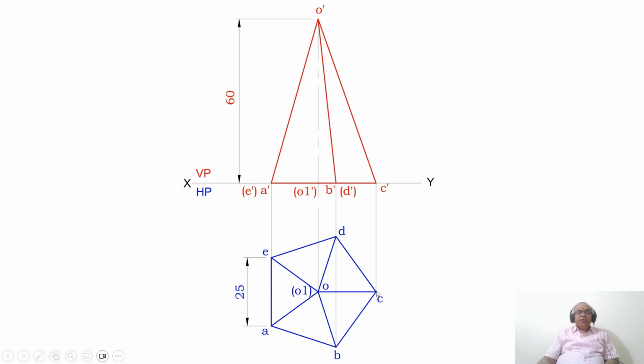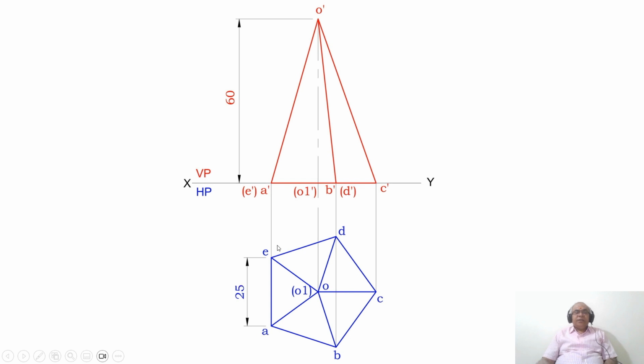So here initially, when you look from the top view, I can see all the sides which are AB, BC, CD, DE and EA. All these sides are parallel to HP. You can see all these sides are parallel to HP. Therefore, you can see the true length in HP. In this case, the true length of the side is the side of the pentagon, which is 25 mm.